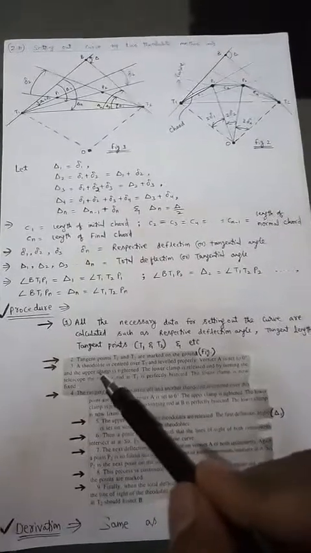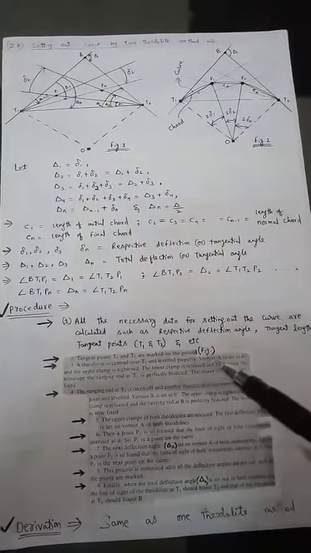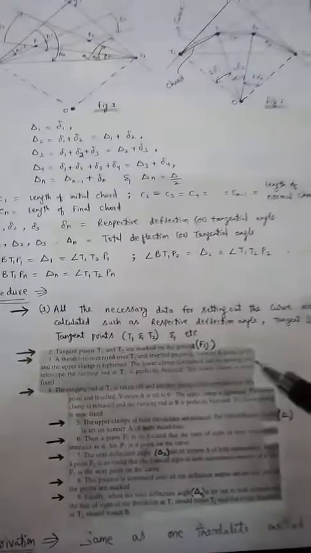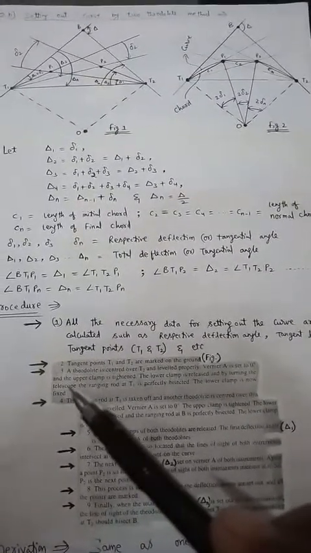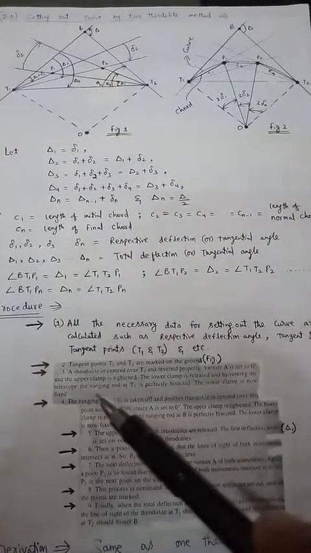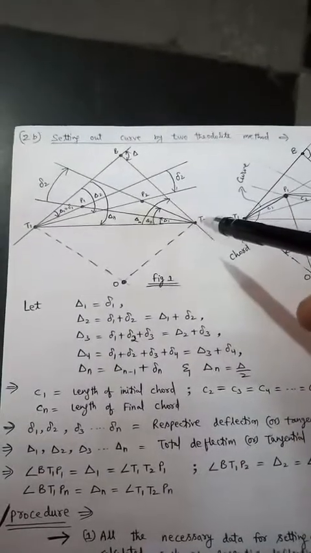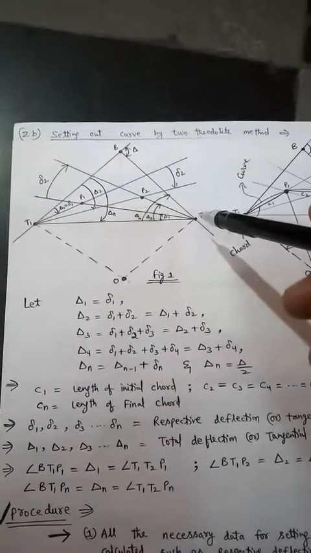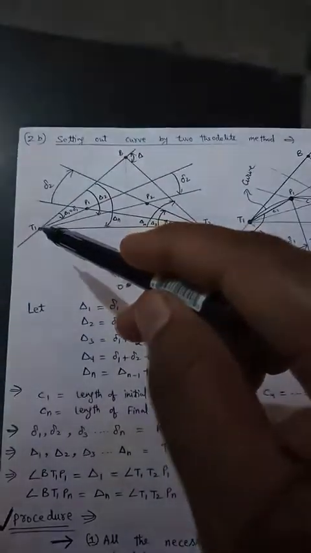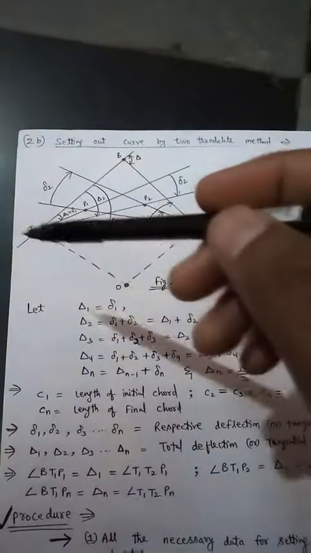Next, third step, a theodolite is centered over T2 and leveled properly. Vernier A is set to 0 degrees and the upper clamp is tightened. The lower clamp is released by turning the telescope towards the ranging rod at T1. So first of all, the theodolite instrument is set up at T2, and the ranging rod is inserted at T1. The theodolite telescope is bisected towards the ranging rod at T1.